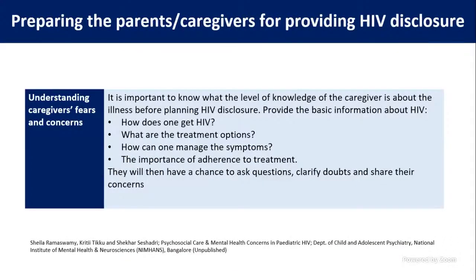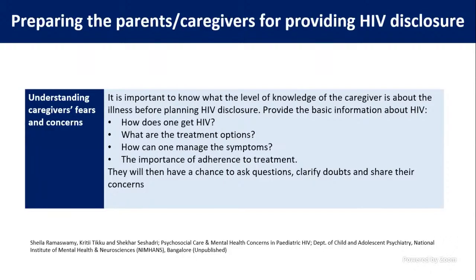Understanding the caregiver's fear and concerns is very important, because the parents are feeling guilty. Because of me, because of our disease, we made my child positive. It's very common, very usual. So it's very important to know their understanding and what problems they are having, because it's very difficult for the parents to say, you have HIV because of us. It is a vertical transmission. So first understand what is the caregiver's attitude, understanding, concern, and fear, and how one gets HIV.